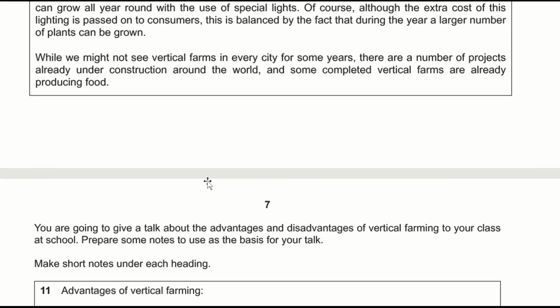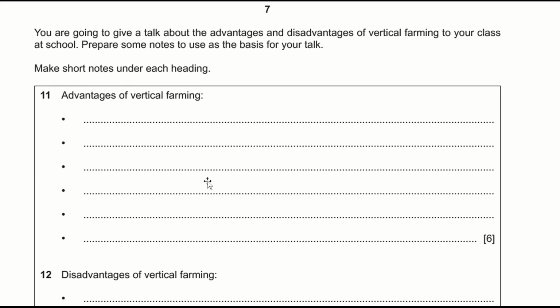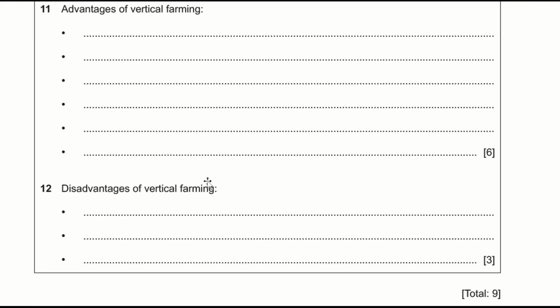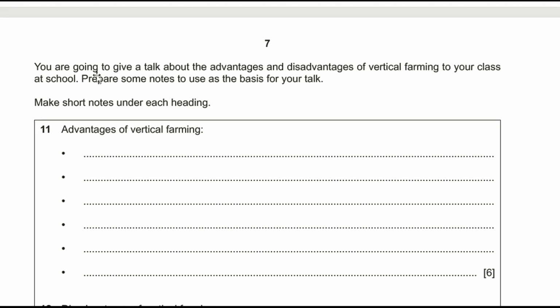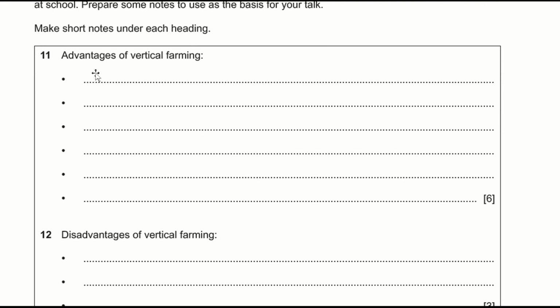You're expected to read this, and then this is the section that contains the notes that you're expected to complete. So you're going to give a talk about the advantages and the disadvantages of vertical farming to your class at school. Prepare some notes to use as the basis for your talk. Make short notes under each heading. So you can see here you've got the advantages and the disadvantages.